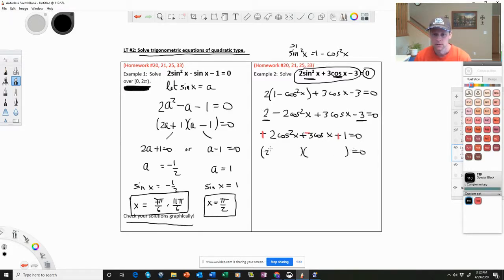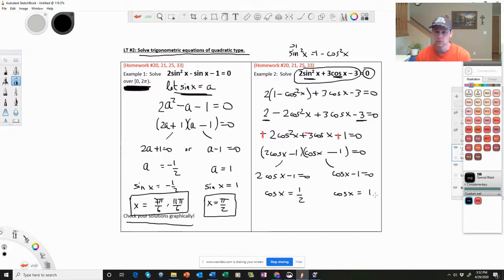I could let the sine of x equal a. I could say let the cosine of x equal a. But this time I'm just going to see if I can factor it like this. See if you guys can handle that. All right, I need to get a positive 1, so it's going to be a negative times a negative. Check, check, check, check. Yep, it works. So now I can split this in half. So 2 times the cosine of x minus 1 equals 0, or the cosine of x minus 1 equals 0. In this case, I have the cosine of x equals 1/2. In this case, I have the cosine of x equals 1.